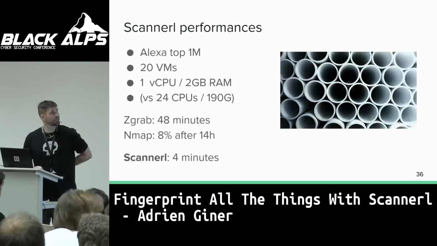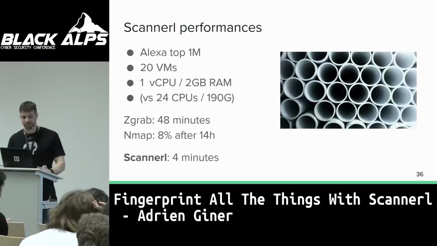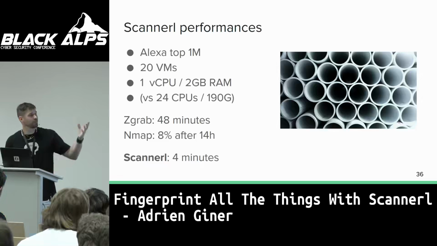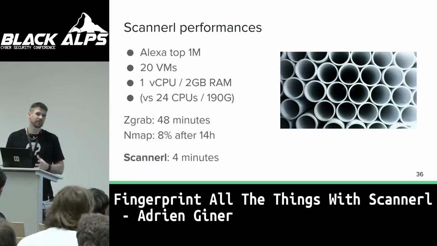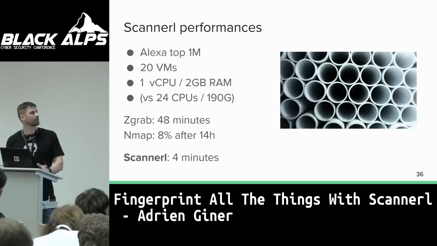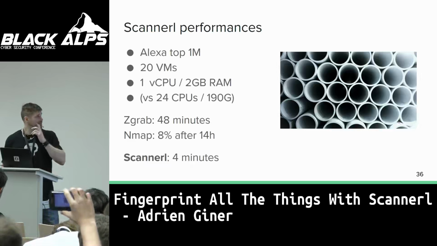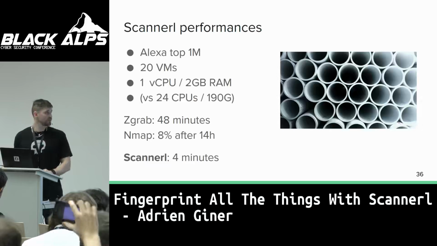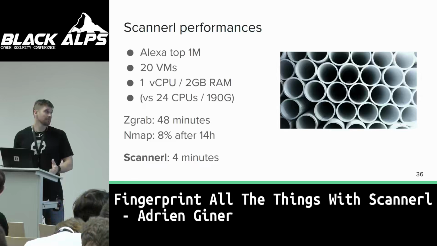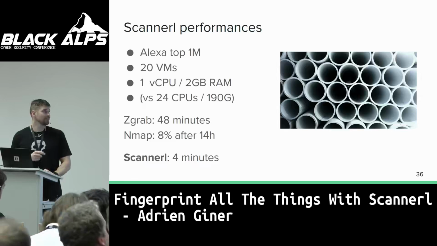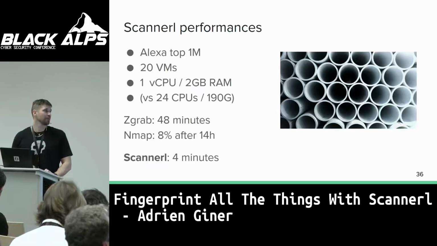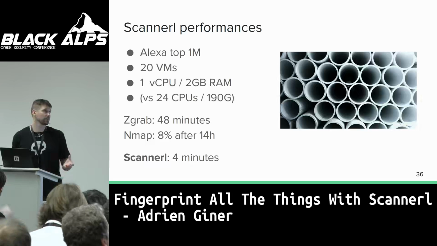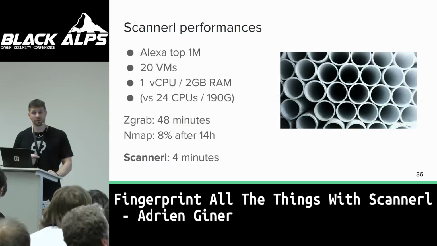So now we get to the performances. I took the same target as before, so Alexa top 1 million top rank websites. I tried to be fair, although the comparison is not very fair between a distributed application and a standalone application, but still I used 20 VMs, each with 1 vCPU and 2 gigs of RAM, against those 24 CPUs and 190 gig of RAM. Anyway, zgrab did it in 48 minutes. Nmap wasn't done, and scannerl was done in 4 minutes. So this is a factor of 10. It's pretty nice, and we've only used 20 VMs.